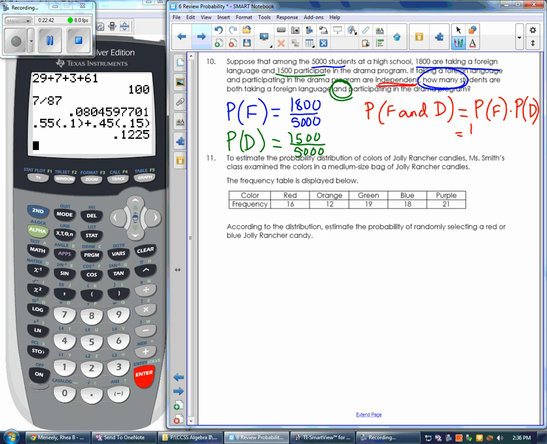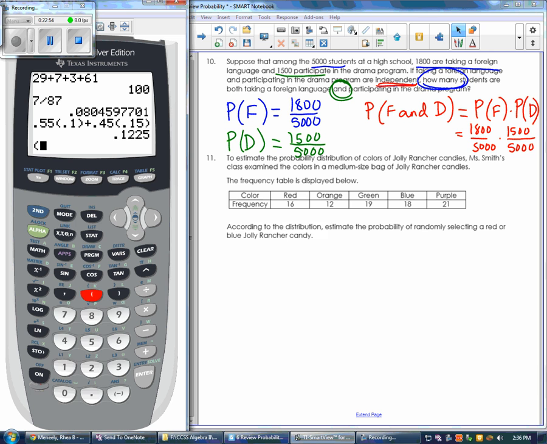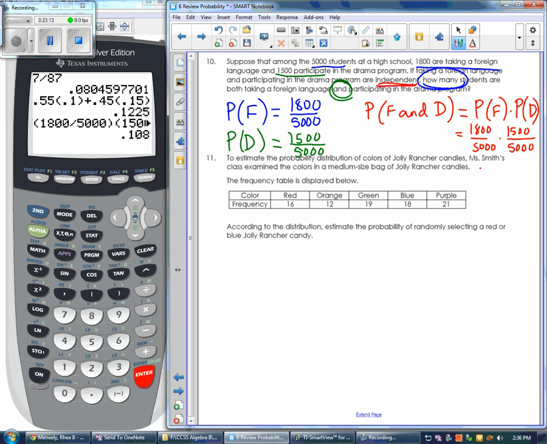Since they're independent, that tells me I can multiply the probability of foreign language times the probability of drama. Well, I have those fractions, right? It's 1,800 out of 5,000 times 1,500 out of 5,000. I'm going to do this on my calculator. Make sure when you're dealing with fractions, you put them in parentheses. So 1,800 divided by 5,000. I'm going to close my parentheses and then multiply by 1,500 divided by 5,000. And I get 0.108. Okay, so that gives me the probability of selecting a student who takes a foreign language and participates in drama.